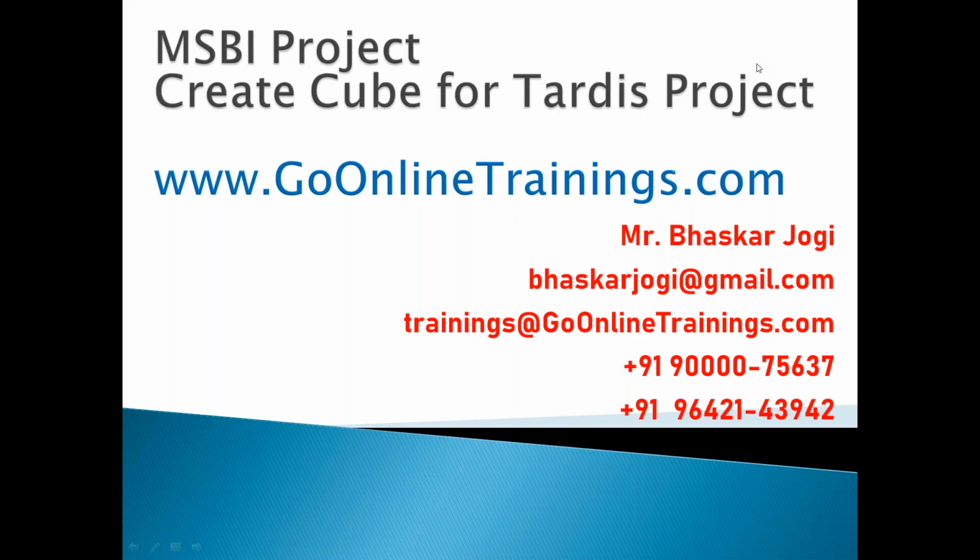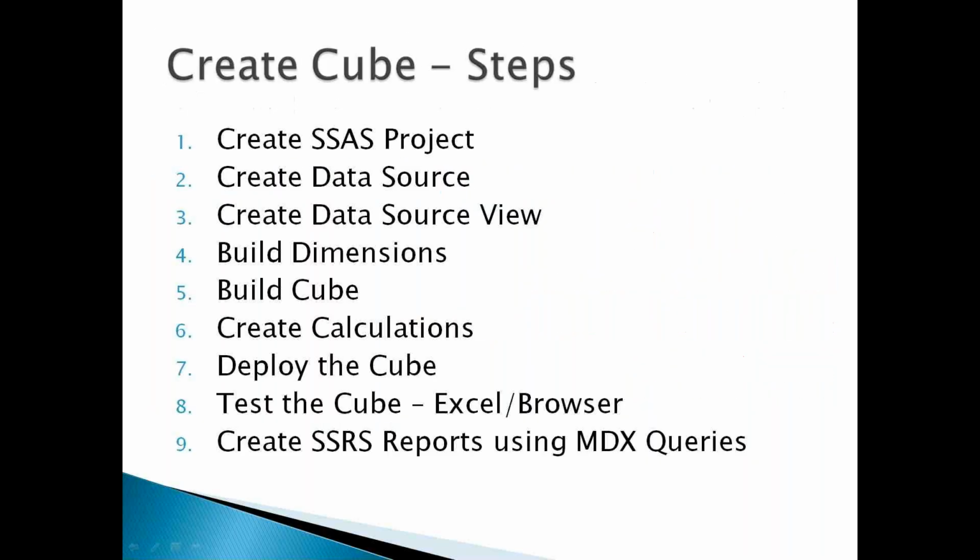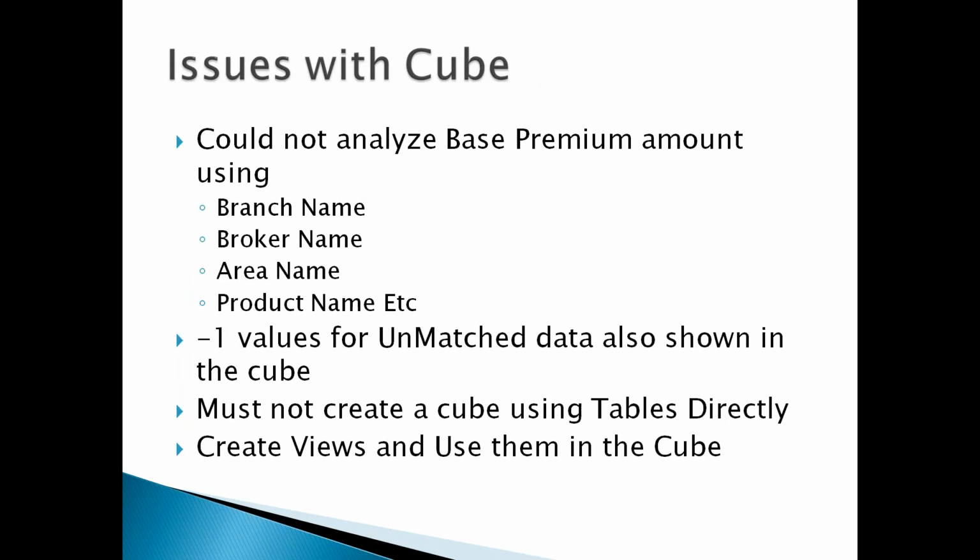The other day we had created a cube, but the only issue was that we were getting all the data that is unnecessary to the cube, and the cube is having a lot of unnecessary values and unnecessary columns. Clear? So we had discussed that, and some of the data is also missing. For example, branch name, broker name, area name, all this data is missing, and -1 values also we're able to see them in the cube. That is not required to the end user.